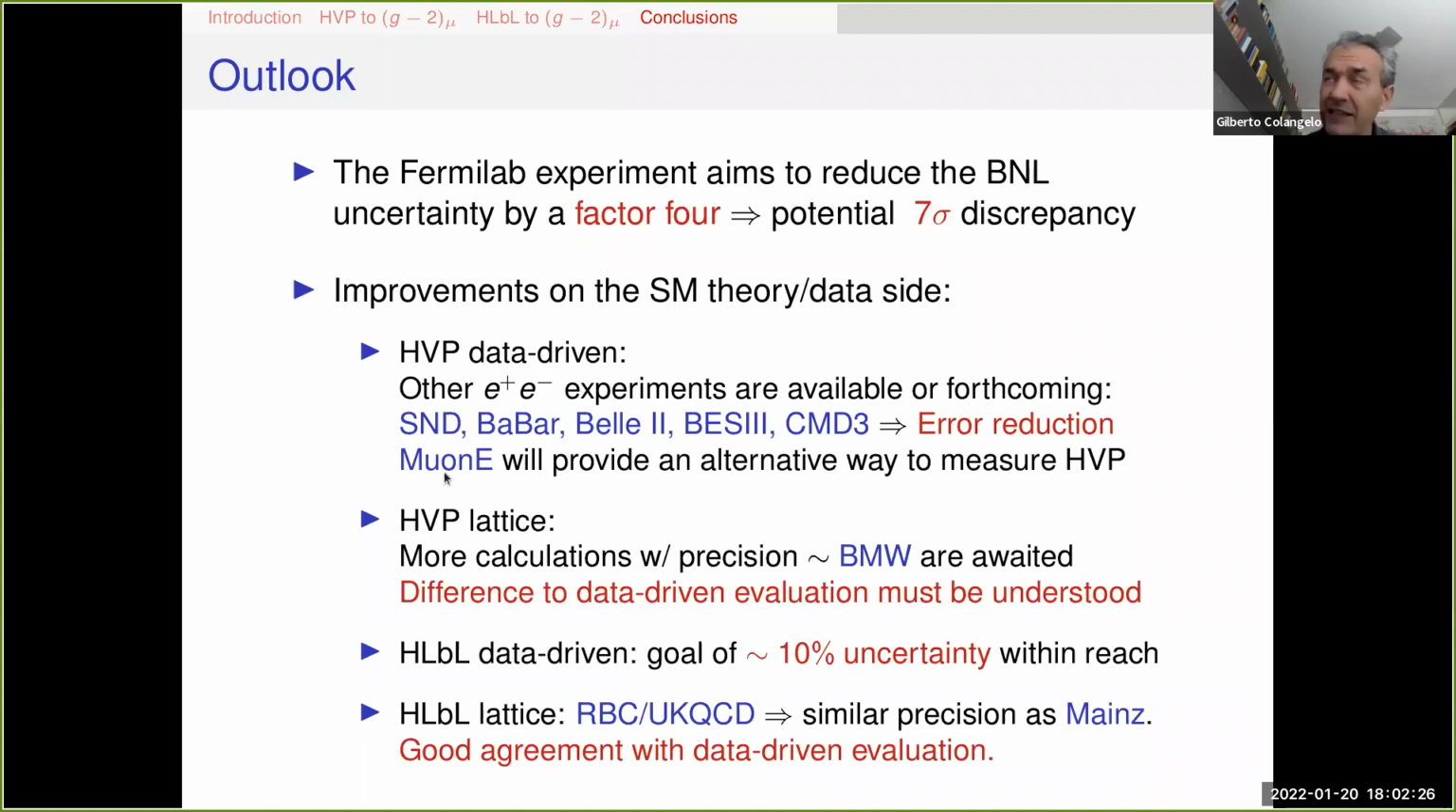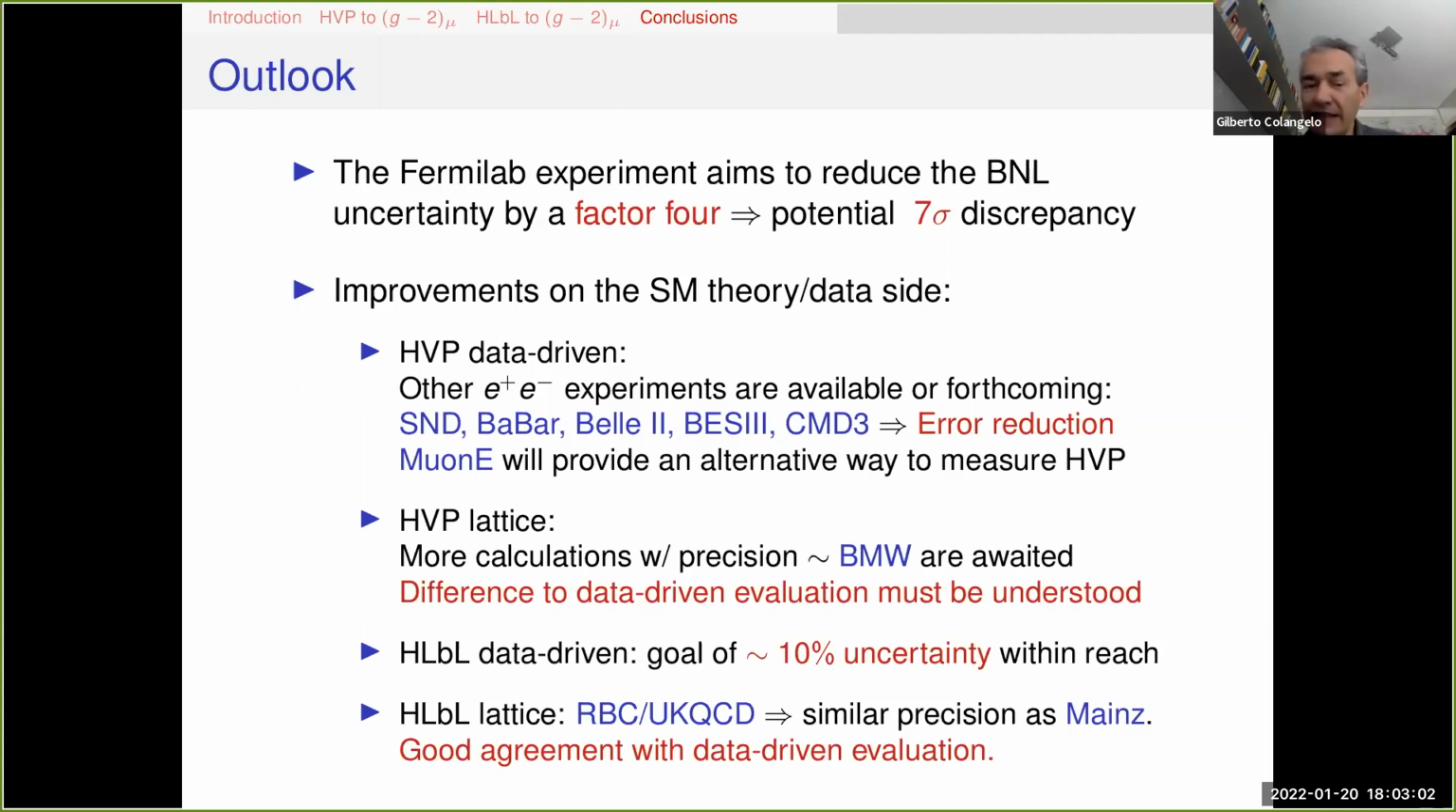Moreover, the MUonE experiment at CERN, analyzing mu-e scattering, so a t-channel photon exchange, wants to extract the vacuum polarization from the t-channel, in the space-like region, and aims to provide an alternative measurement of hadronic vacuum polarization. On the lattice, it is very important that more calculations come out with the same precision as BMW, and the difference to the data-driven evaluation has to be understood.